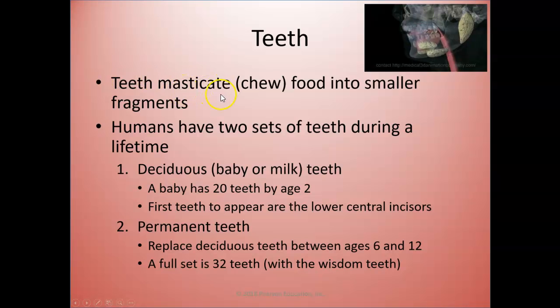So teeth are involved in mastication, or the chewing of food into smaller fragments. This is a mechanical breakdown. Throughout our life, we have 2 sets of teeth. The first set that we call our baby teeth or milk teeth, also known as deciduous teeth. 20 teeth by age 2 is usually what happens. Usually the first teeth to appear are the lower central incisors. And then we have our permanent teeth, which replace the deciduous teeth, anywhere from about 6 to 12. And a full set of teeth is 32 teeth, including the wisdom teeth.